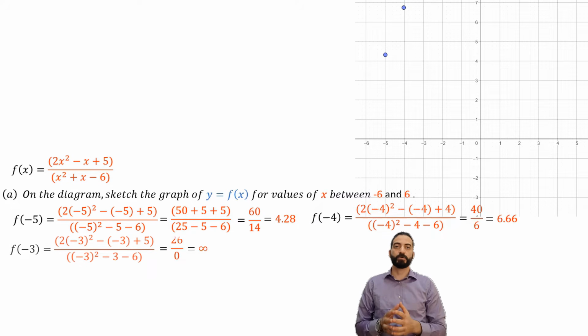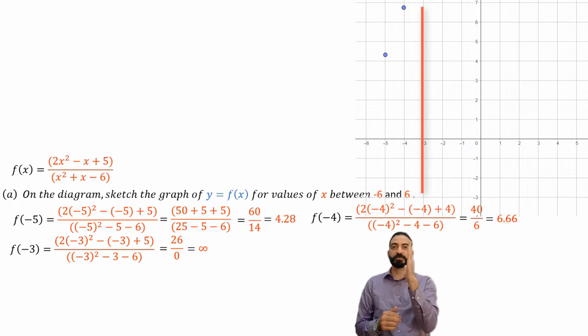When x equal minus 3, we have in the denominator 0 and in the numerator a constant number, different from 0. This means that the limit of f(x) as x tends to minus 3 equal infinity. When we have x equal a constant and the answer of the limit equal infinity, this means that we have a vertical asymptote, with equation x equal minus 3. So we come to x equal minus 3 and draw a vertical line.